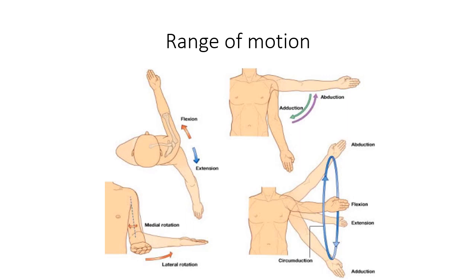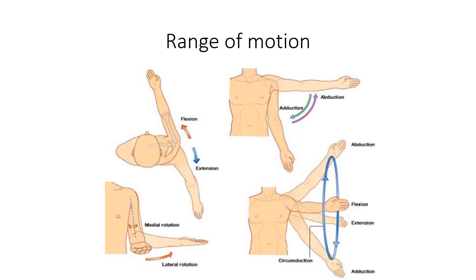Shoulder joint has a high range of motion. Forward movement in the sagittal plane is called flexion. Backward movement in the sagittal plane is extension. Sideway movement in the coronal plane is abduction, and sideway movement toward the midline of the body in the coronal plane is adduction.